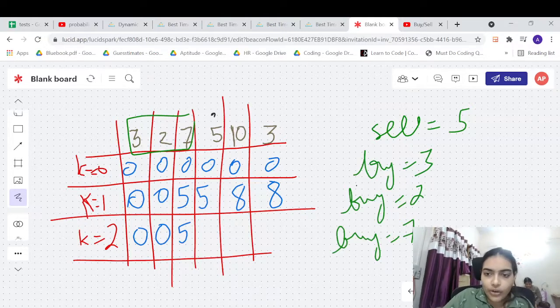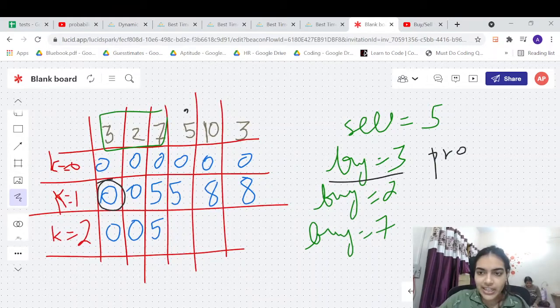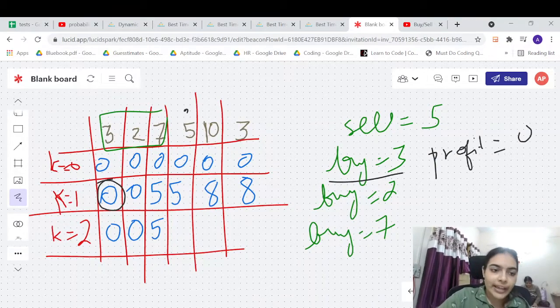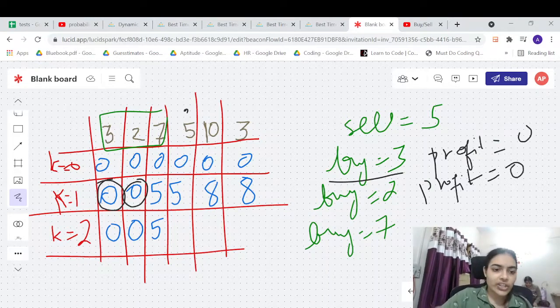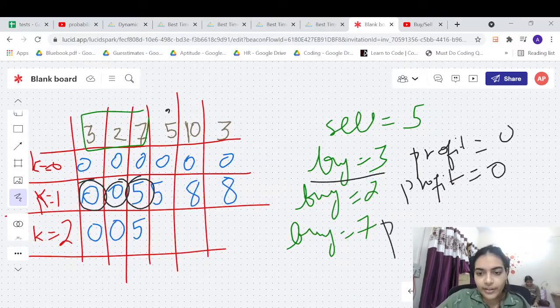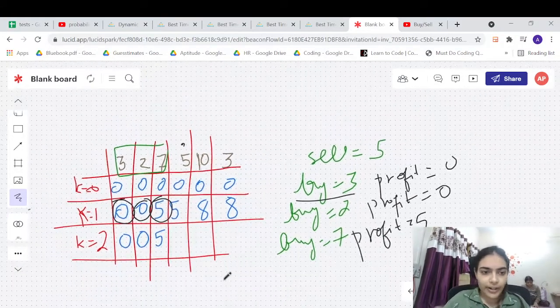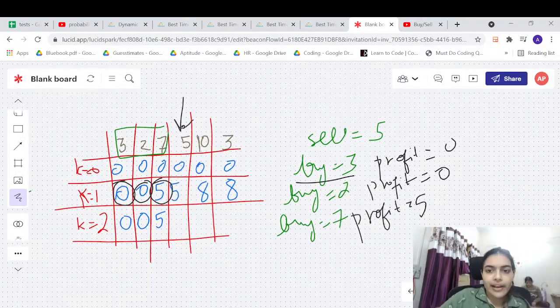When you are going to buy at 3, you will also earn a profit of 0, because of your previous transaction history. When you are buying at 2, you will also earn a profit of 0 for the previous transaction history. But if you are going to buy at 7, you will also earn a previous profit of 5. So this is very important to understand. You are going to sell for a price of 5. This is confirmed, because you are filling the value for this particular column. At which price should you buy now?